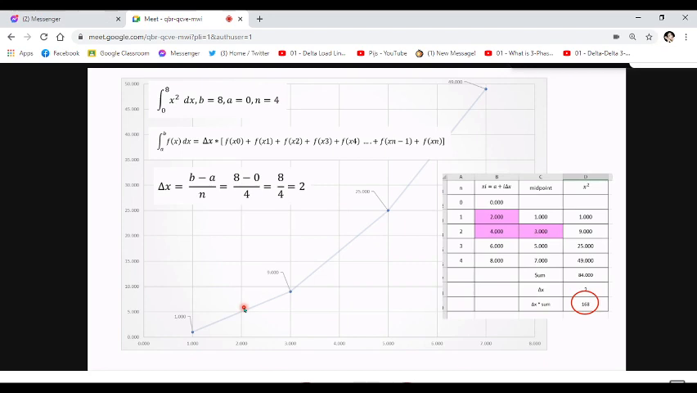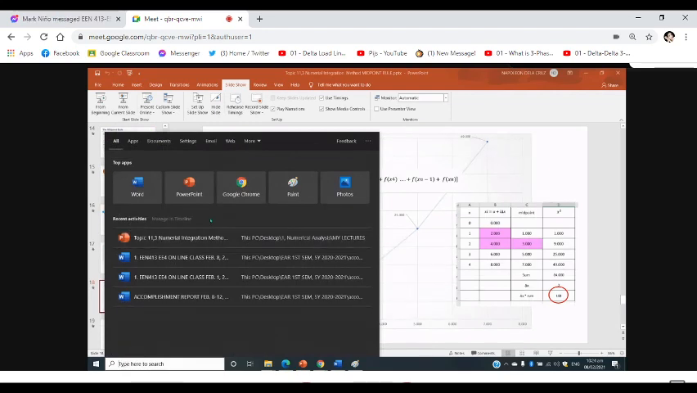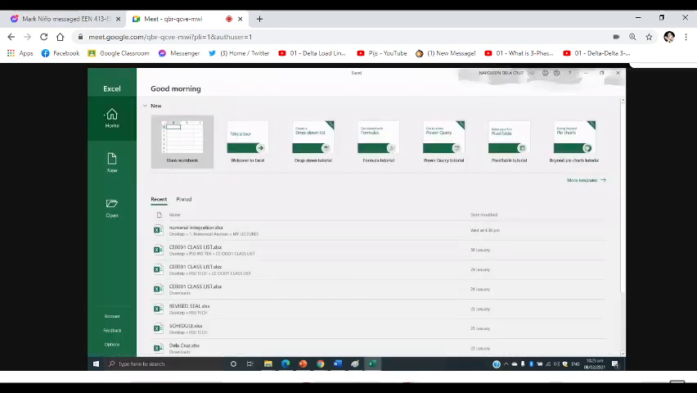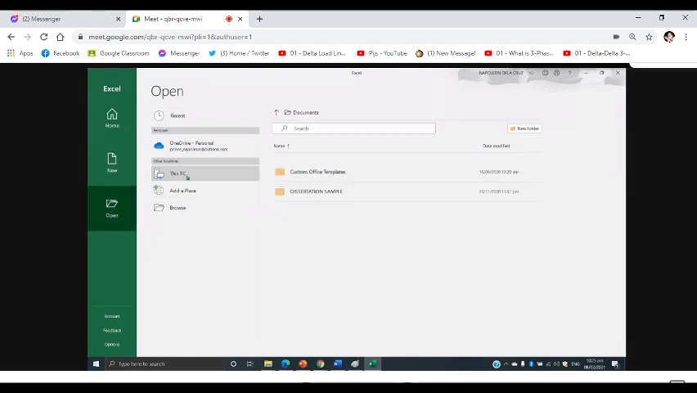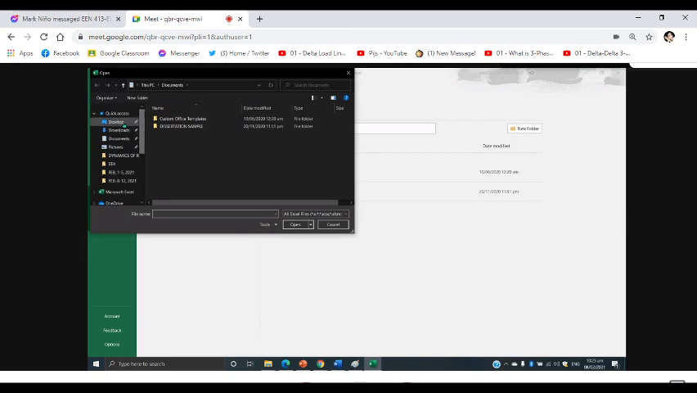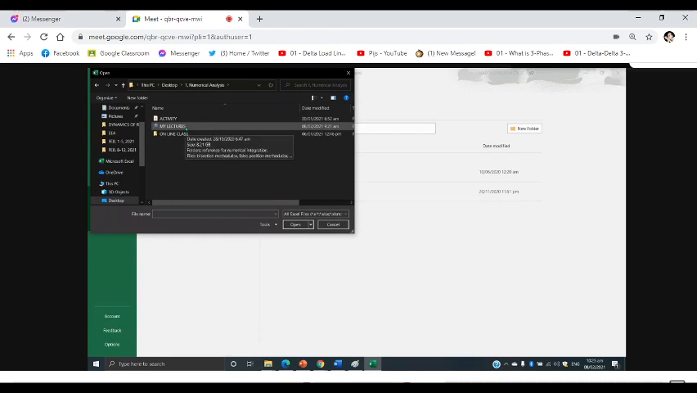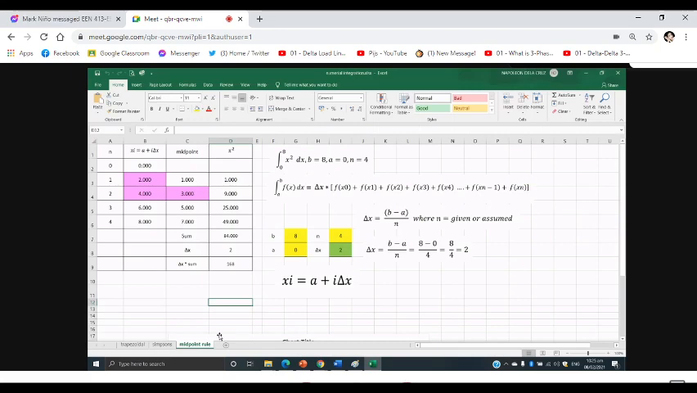So, punta tayo ngayon sa aking Excel. Ba't hindi ko pa nabuksan ng Excel ko? Where is the Excel? Wala pa dito. Open. This PC. Nasaan siya? Numerical integration. Ayun, midpoint rule.